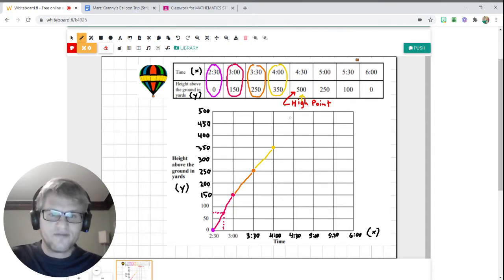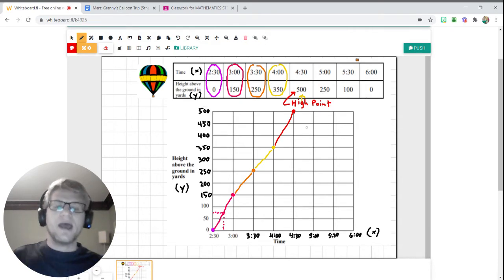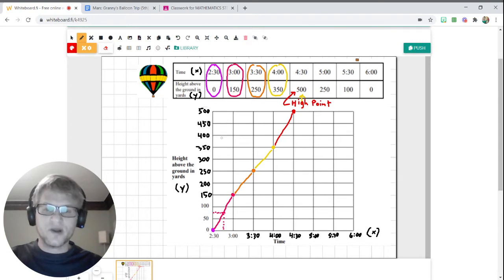And now I know that's at 430, so we could actually come up here and put that on here. This is the high point, right? And you go from here to there. So notice the graph goes up. The graph is also going to come down. So I want you to then graph it dropping back down to 250, 100, and 0. And from that graph, then, we're going to answer some questions.